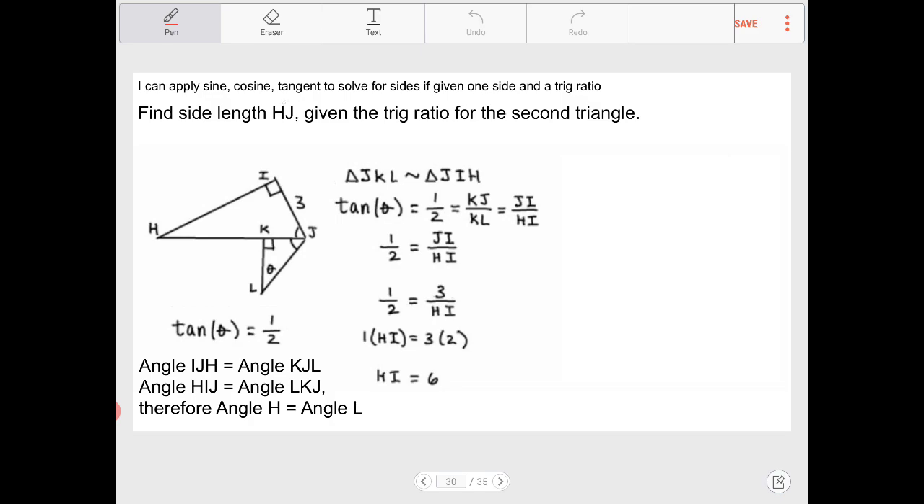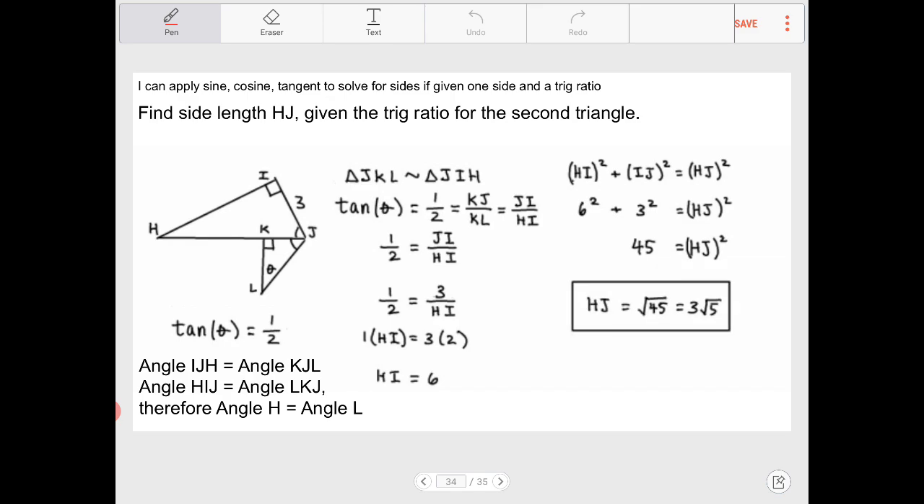My goal, however, is to not find out what HI is, but instead to find out what HJ is. So the only way that I can approach this is I'm going to apply the Pythagorean theorem. I'm going to take HI, which is 6, and IJ, which is 3, and substitute it in. 6 squared plus 3 squared is equal to HJ squared. HJ squared is equal to 45. Therefore, HJ is equal to 3 radical 5.